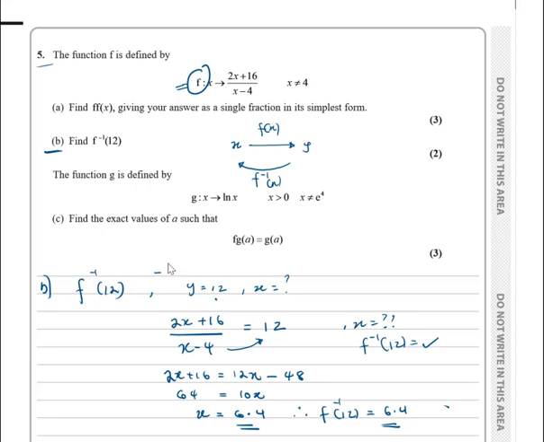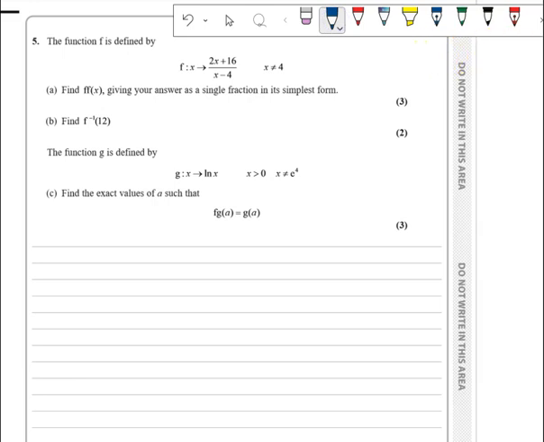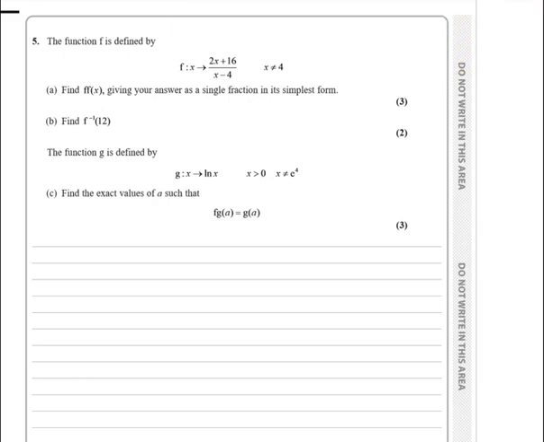That is question B. All right, we move to the next question, part C. We have a new function, g of x. g of x is equal to the natural log, ln of x. And remember, I have our original function over here, f of x. So they want us to show that f of g of a is equal to g of a.